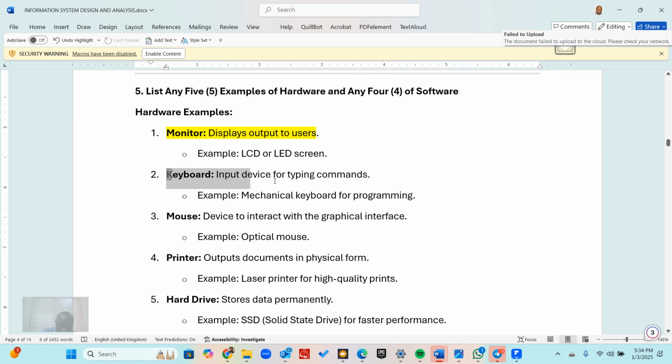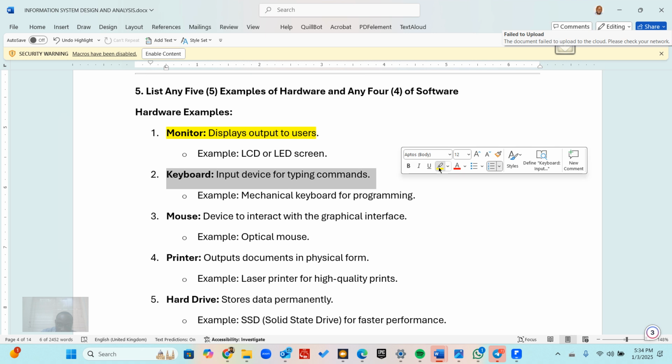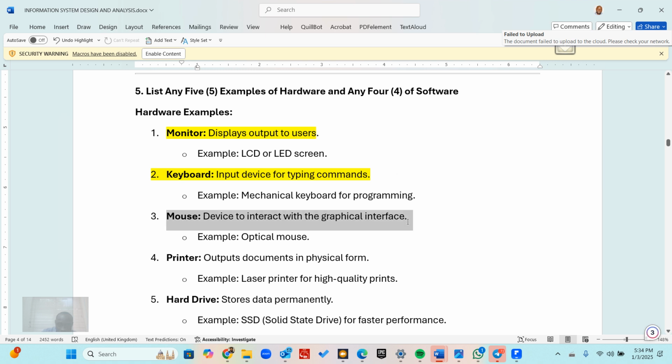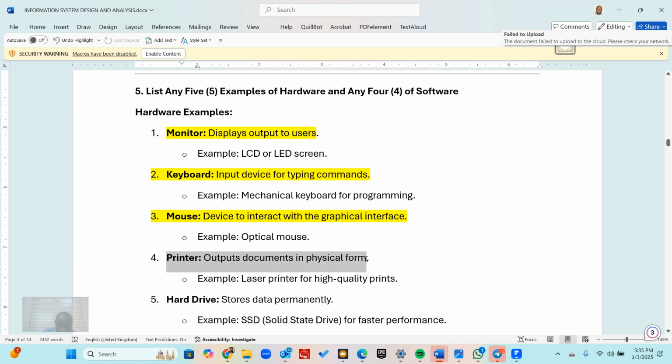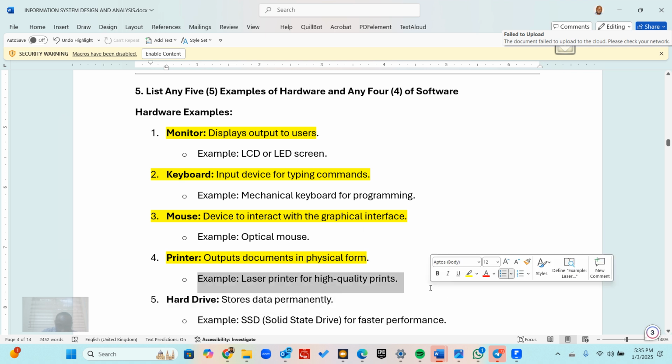The keyboard is hardware. It is an input device for typing commands. Example, a mechanical keyboard for programming. The mouse interacts with the graphical interface. That is hardware. The printer outputs documents in physical form. Example, a laser printer with high quality prints.